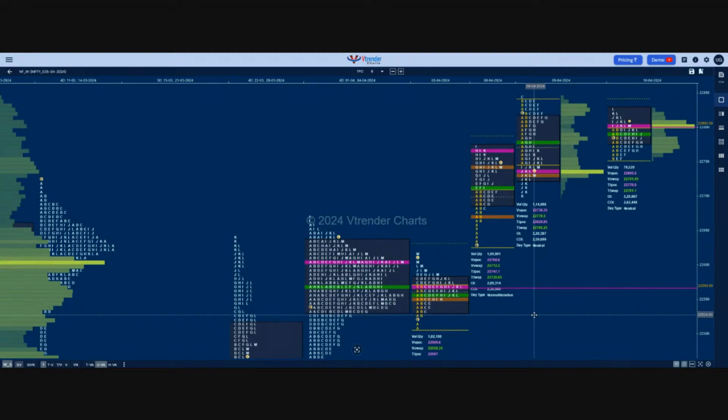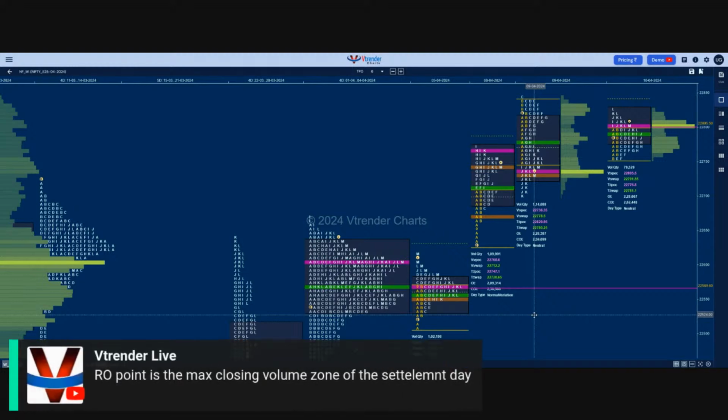Yes, rollover point is the volumes, the max volume which come into the closing 45 minutes on an expiry day. So we take that as a reference, that is where the maximum rollover has happened, and we keep that as an important reference for the entire series. So based on that, we look at what is happening in the auction.